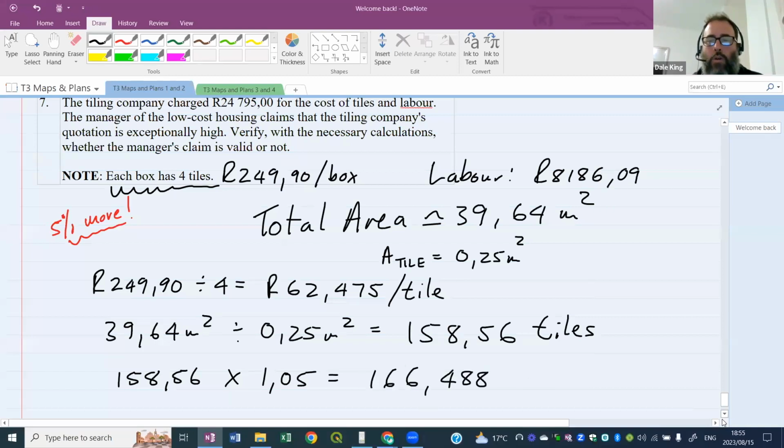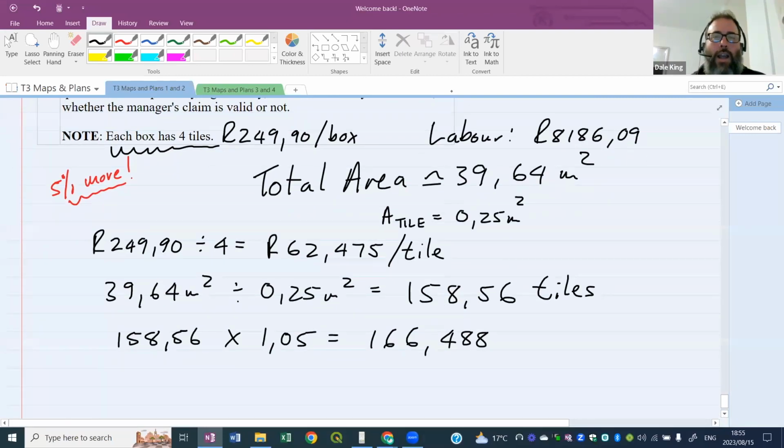166.488. Now, my question to you is, do I go down? What do I round this off to? I've spoken about this so many times in the last couple of days. Lord help us. What do I do now? Where do I go? What do I round to? Because you can't buy 488 tiles, right? So what should I do?